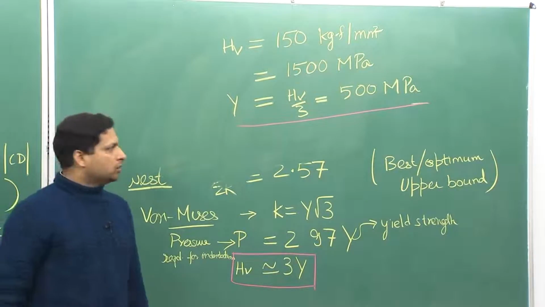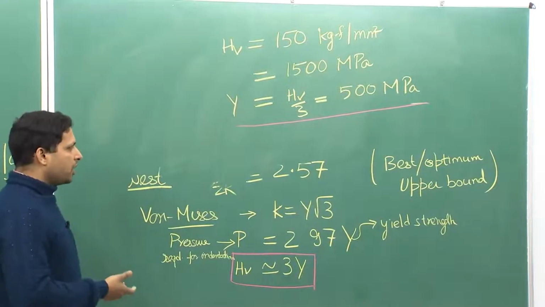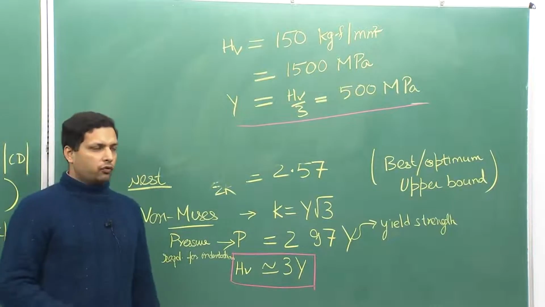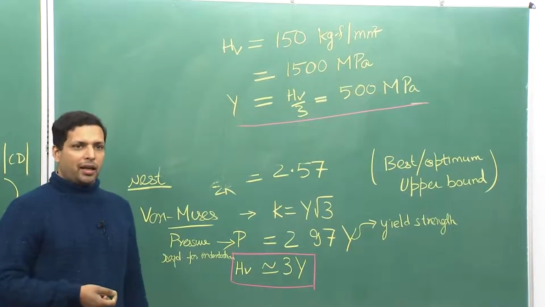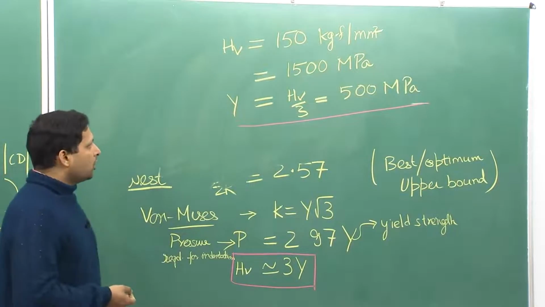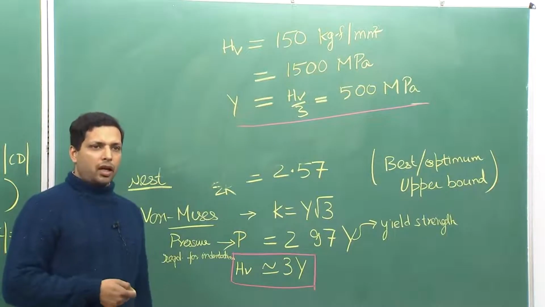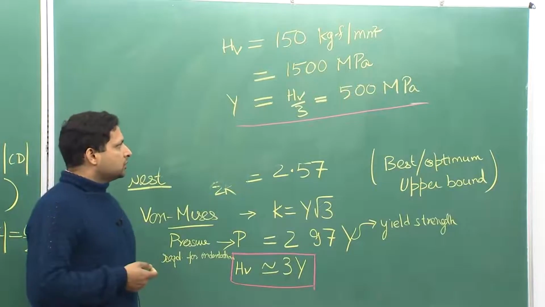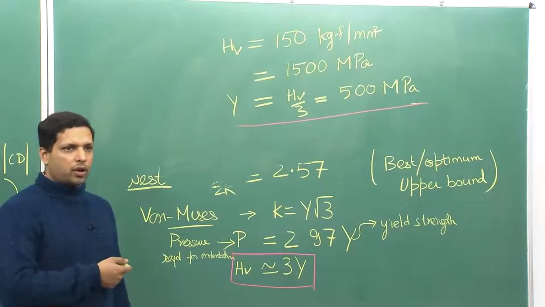So, this is where you have a strong application of this relation HV equal to 3y. If you know just the hardness value, which is a very simple way to make the measurement, you can extrapolate what will be the yield strength value of the material. Or on the other hand, if you have just the yield strength value, you can expect what would be the hardness for this particular material. So, this is still another importance of this upper bound analysis.